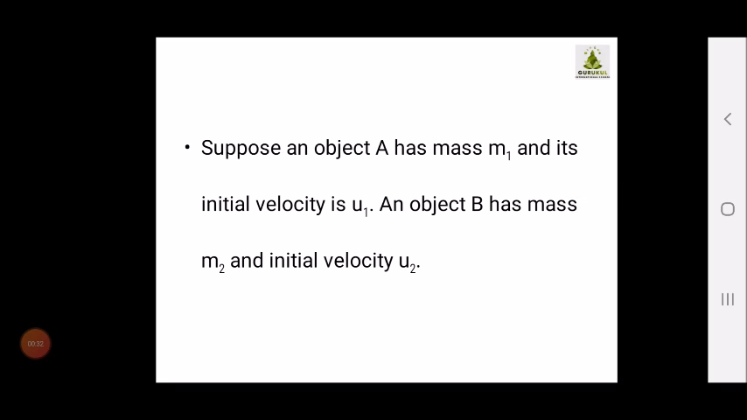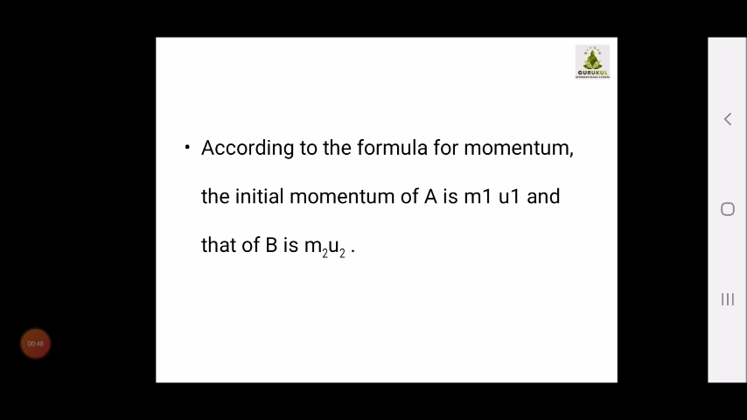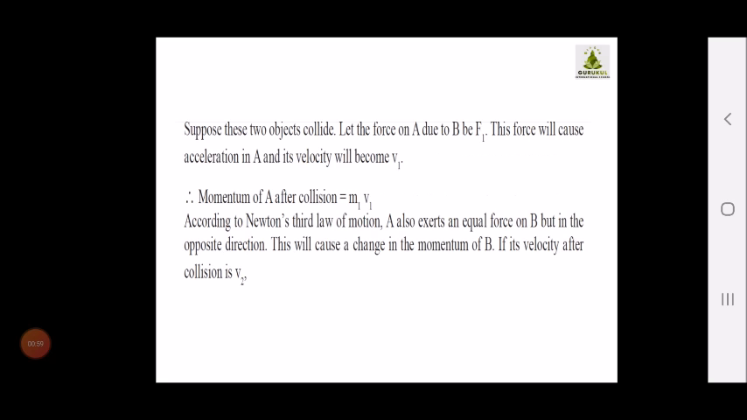So consider an object A having mass m1 and initial velocity u1. Object B has mass m2 and initial velocity u2. According to the formula for momentum, the initial momentum of A is m1 u1 and the initial momentum of B is m2 u2. For your consideration, I will take two balls, one ball is A, one ball is B. Suppose these two objects collide.